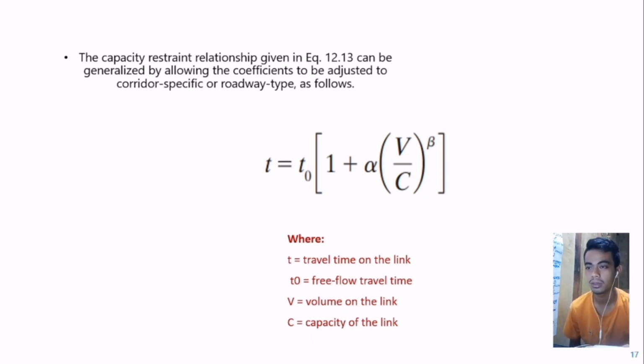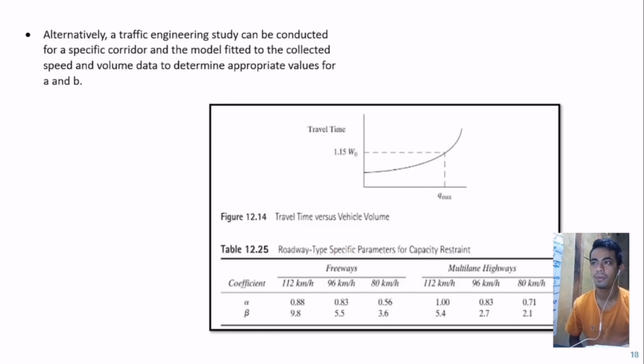T is the travel time on the link, T sub 0 is the free flow travel time, V is the volume on the link, and C is the capacity of the link. Alternatively, a traffic engineering study can be conducted for a specific corridor and a model fitted to the collected speed and volume data to determine the appropriate values for A and B, as shown in the figure. So this is the figure of travel time versus vehicle volume.